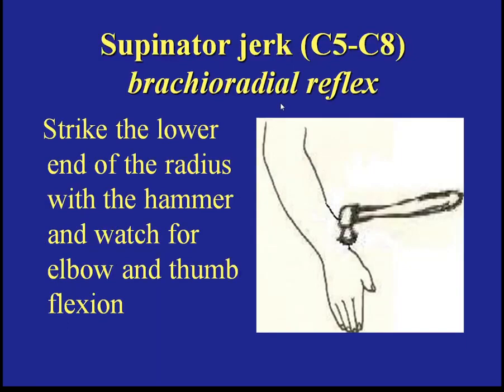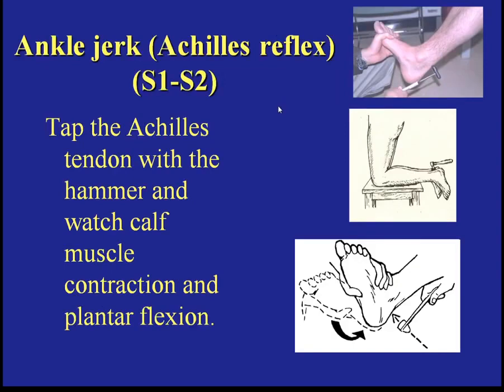The next physiological reflex from the arm is not a tendon but a periosteal reflex. This is supinator jerk, or brachioradial reflex. The spinal arc of this reflex is C5-C8 segments and roots. Strike the lower end of the radius with the hammer and watch for elbow and thumb flexion.